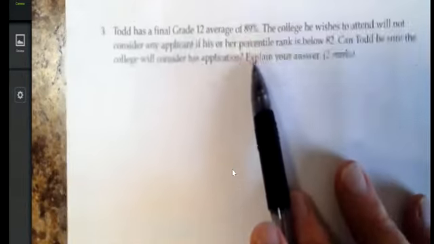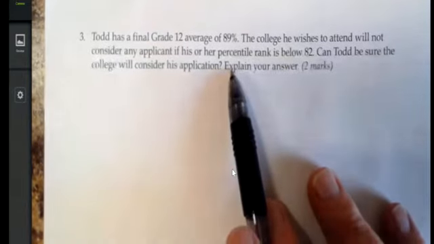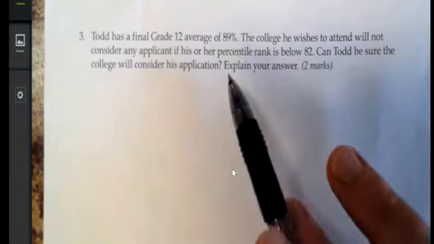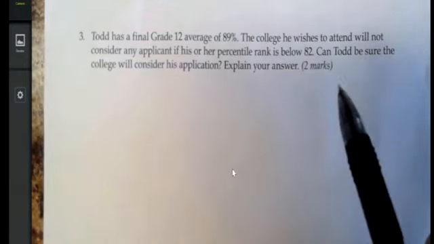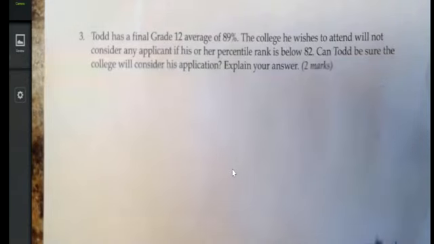Todd has a final grade 12 average of 89. The college he wishes to attend will not consider any applicant if his or her percentile rank is below 82. Can Todd be sure the college will consider his application? Can he? He's got a nice average of 89. Is that going to be good enough to get a percentile rank of 82?